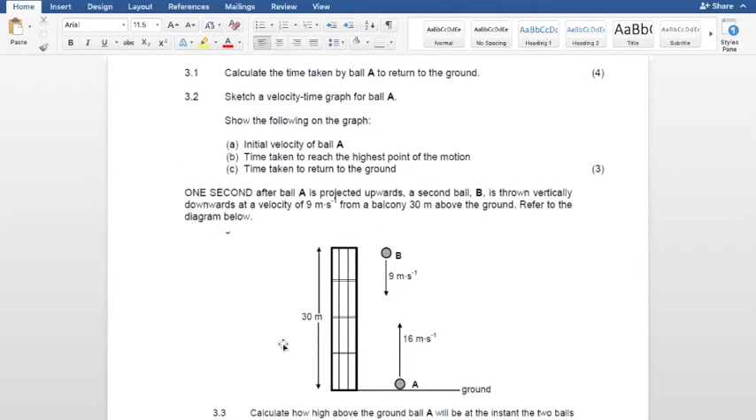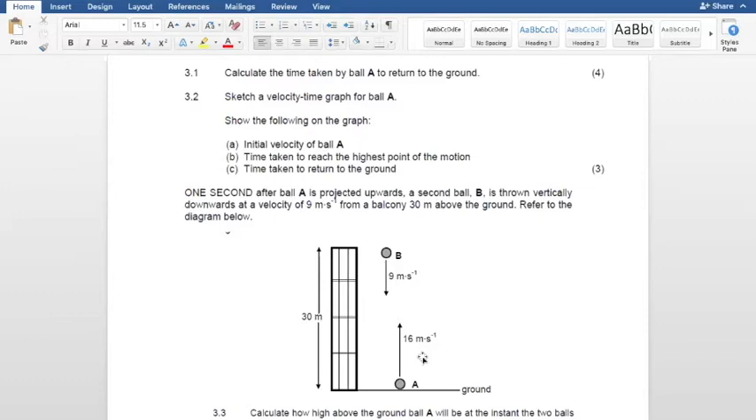3.2, sketch a velocity time graph for ball A. Right, so we must do ball A, a velocity time graph. So you put velocity on the y-axis and time on the x-axis. All right, so do a sketch graph. We'll just put in the main points because you're not doing it very accurately. So what's your initial velocity of the ball? If you're taking down as positive, what's your initial velocity? Minus 16.